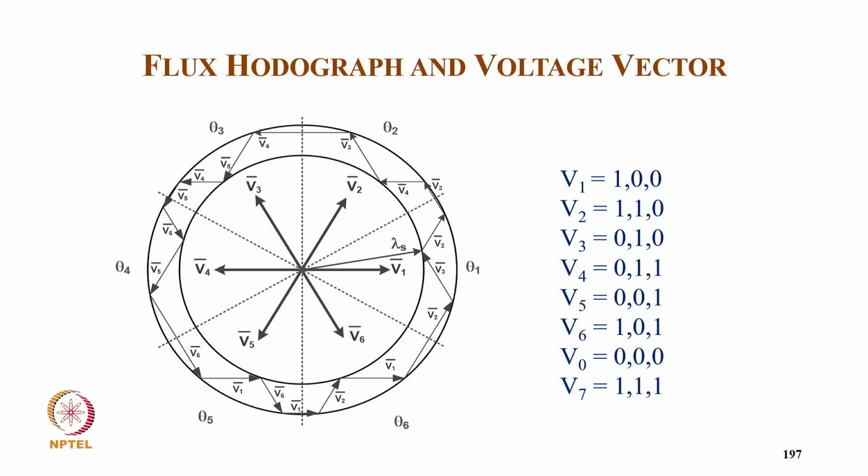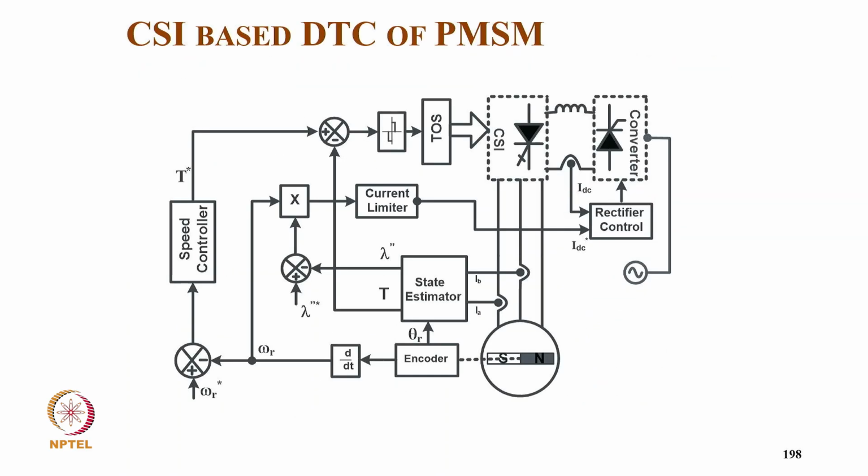And this is typically how the flux hodograph and the voltage vectors look. There are 6 active vectors, and V7 and V0 are both zero vectors. V0 means the lower 3 switches are on, and V7 means the upper 3 switches are on, and the remaining are of course the 6 possible combinations of switching of the 3 legs of the inverter.